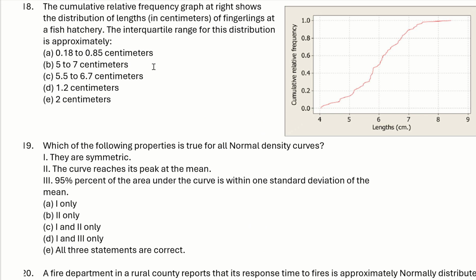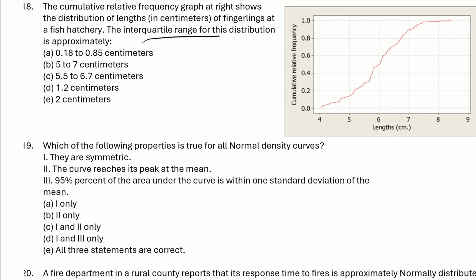Okay, so number 18, the cumulative relative frequency graph at the right shows the distribution of lengths of fingerlings at a fish hatchery. The interquartile range for this distribution is approximately what? Okay, so this is cumulative relative frequency. So that's like percent, and the percents are building up. So remember, this ogive is giving you essentially a percentile graph.